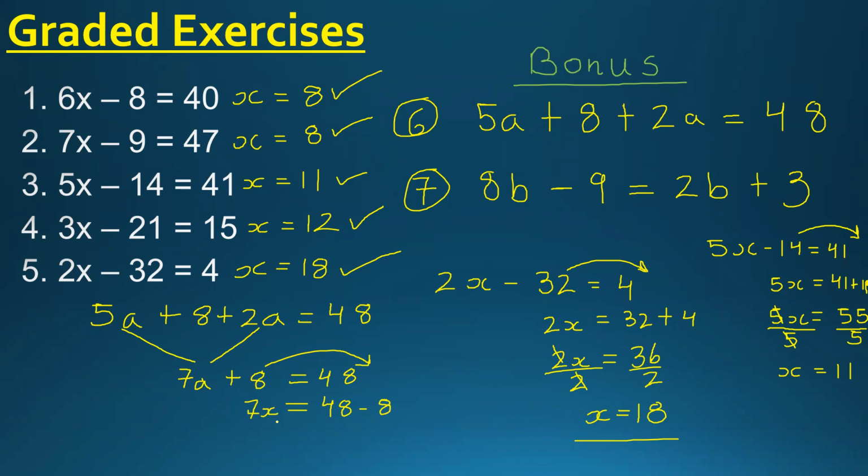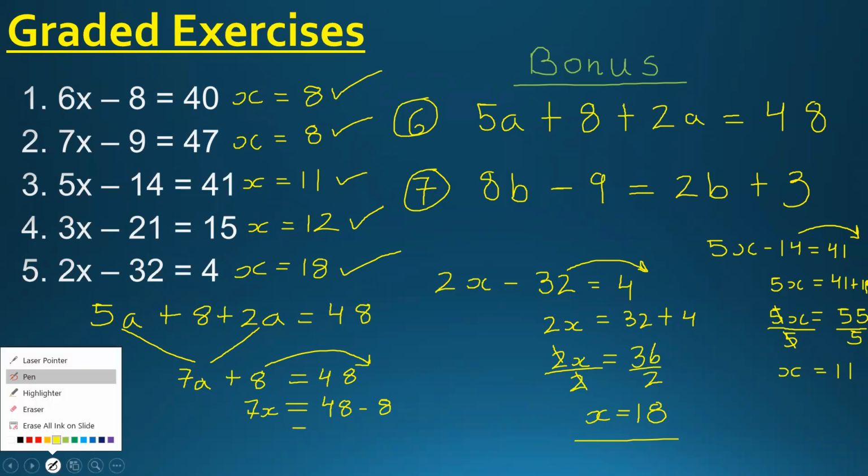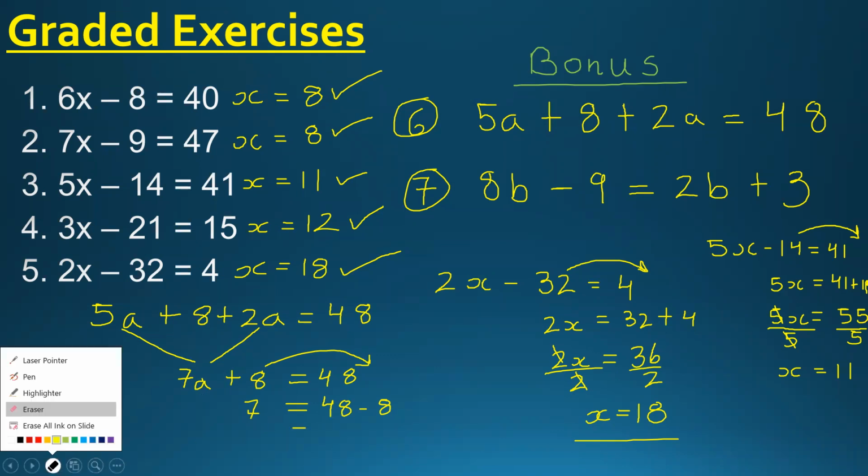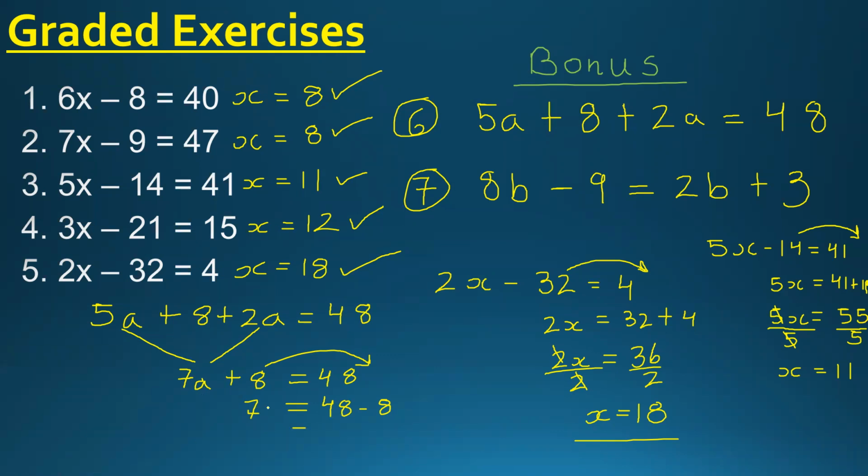Okay. So 7a equals to 40. So 7a is equal to 7a equals 40, right? 48? Yeah, 40, because you subtract, right? Yeah, so 40. And now we've got to divide both sides by 7.